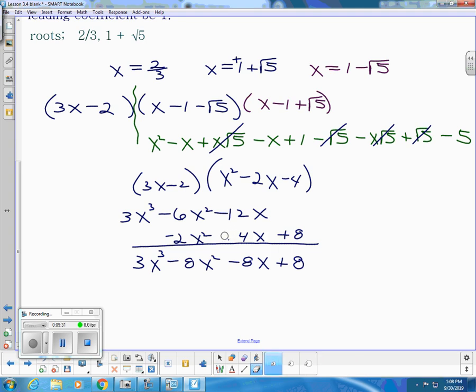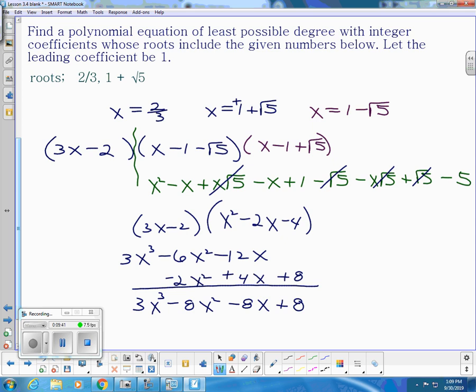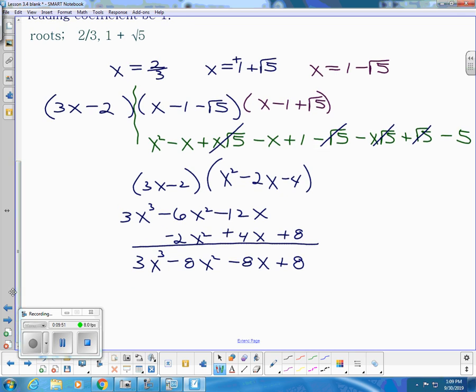Now I'm going to go back up and actually read the directions because I didn't read them. I just went for it. It says to write a polynomial with the least possible degree, which again means no multiplicities. Let the leading coefficient be 1. What is our leading coefficient right now? 3. I need to make it a 1. How am I going to do that? Can I subtract 2? No. We have to divide by 3, right? Everybody.